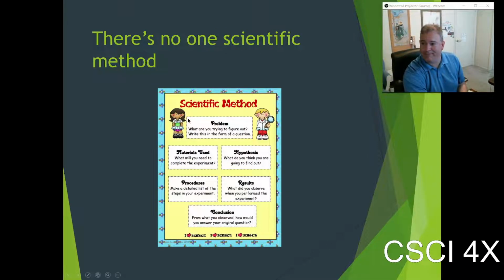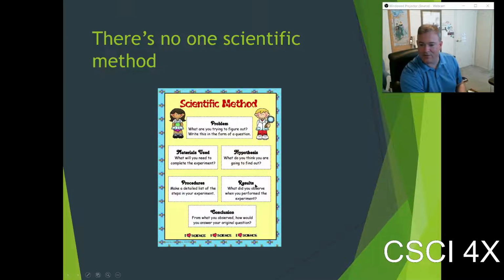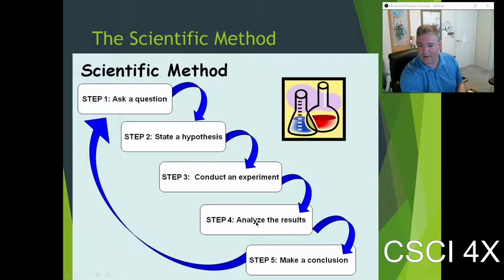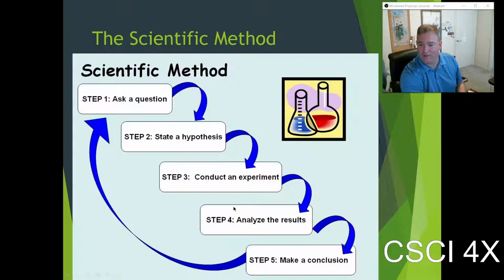Except this one is also the scientific method. Problem. What are you trying to figure out? Write this in the form of a question. Materials used. There's no materials used here. Hypothesis. What do you think you're going to find out? Procedures. Make a detailed list of steps. None of these are on here. Like, hypothesis, I guess. Results. What did you observe? And analyze, I guess. Maybe that's results. I don't know. Conclusion. From what you observed, how would you answer your original question?